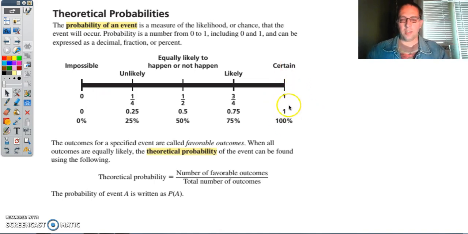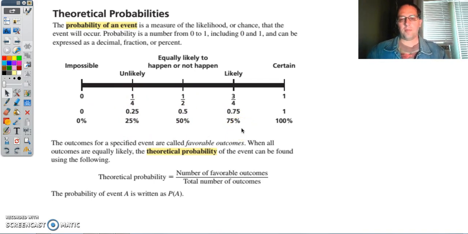A 1 means it is certain. It is going to happen every single time. Odds of getting a positive number on a 6-sided dice. They're all positive numbers, so that's always going to happen. 100%. And you can write these as either fractions, decimals, or percents. Probability could be any of those.